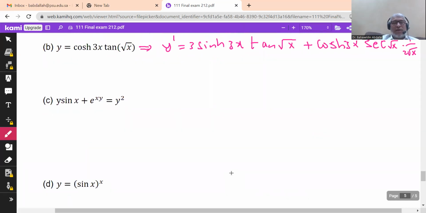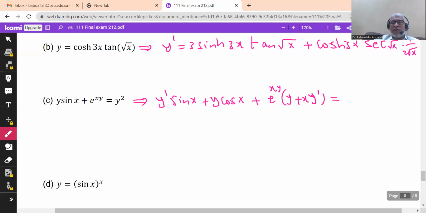Here, this is implicit differentiation. y times sine, this is a product. So the derivative of y is y prime. The derivative of sine is cosine. e to the power xy, the derivative is the same, times the derivative of x times y. The derivative of x times y is a product. The derivative of x is 1 times y plus x times the derivative of y, which is y prime, equals the derivative of y squared, which is 2y times y prime.